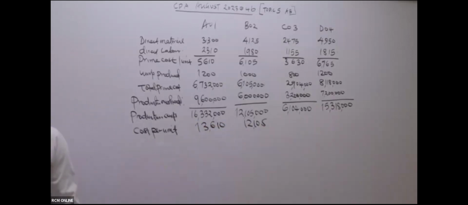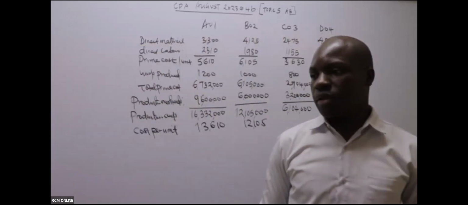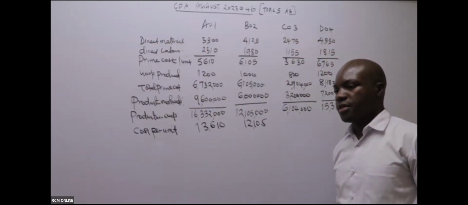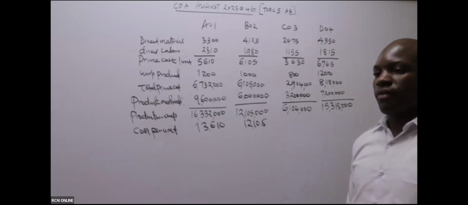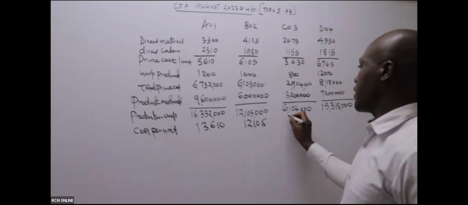Product C3. What are we getting for product C3? Somebody tell us something. 7630.